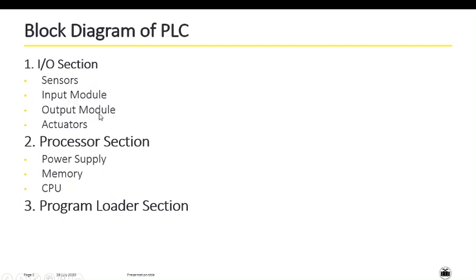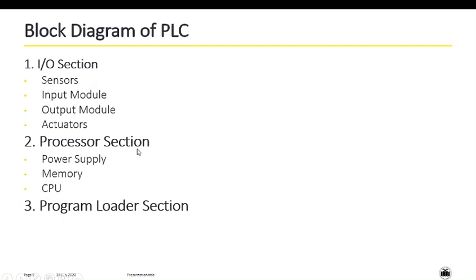Output module is there which converts 12 volt, 24 volt, 48 volt signal into the appropriate electrical signal required by the actuator. An actuator, you know the definition of actuator. It is a device which converts electrical signal into physical signal. So we have to see all these in detail. So this is just the introduction.